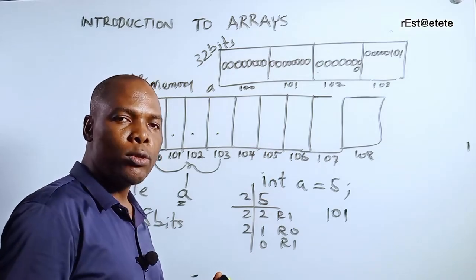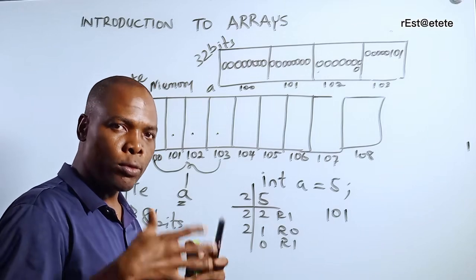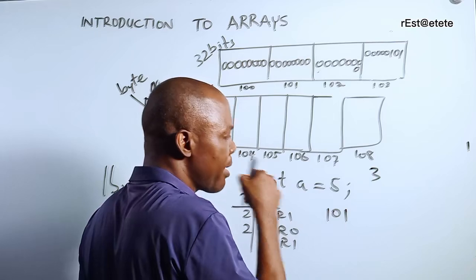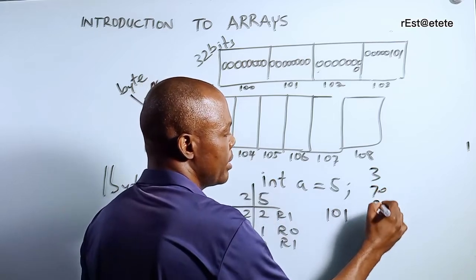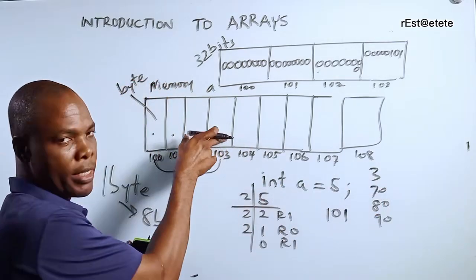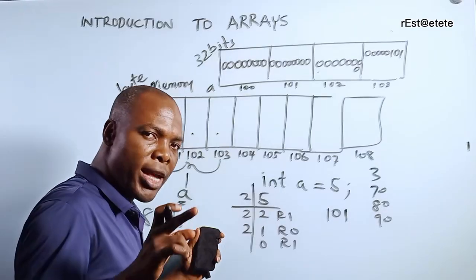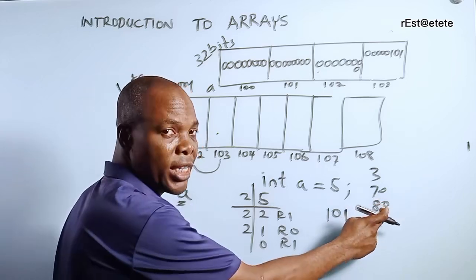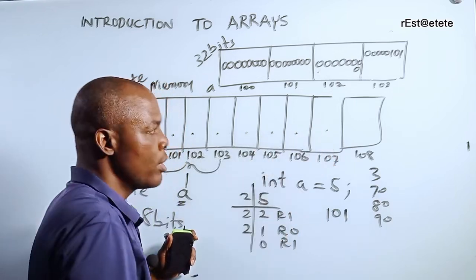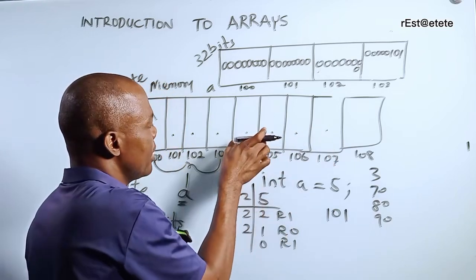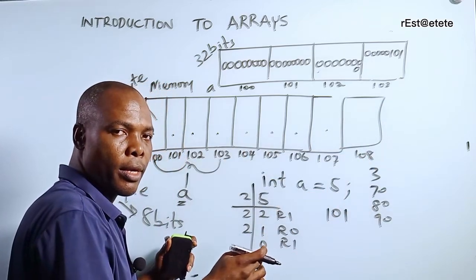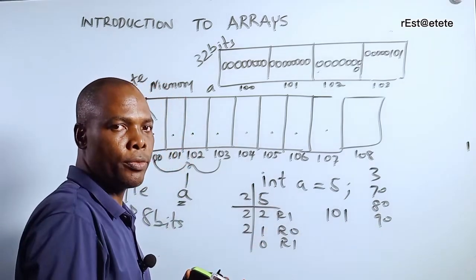So that is how it's going to store this a in the memory. What if I want to get the marks of students in the class? Let's say I have 3 students in the class, and I have marks 70, 80, and 90. I can store this 70 in this place, but there is no guarantee that the system will store this 80 in the next 4 bytes. There's every possibility that it can store this 80 in another location and store this 90 in another location.